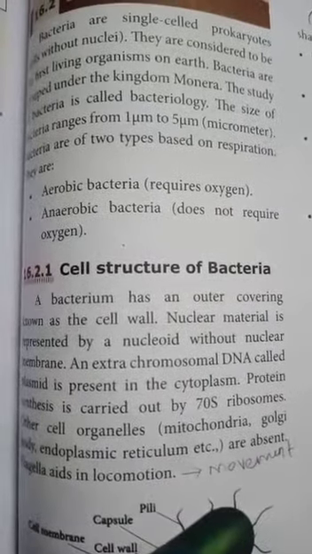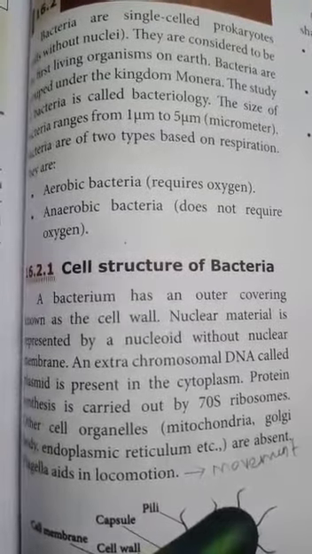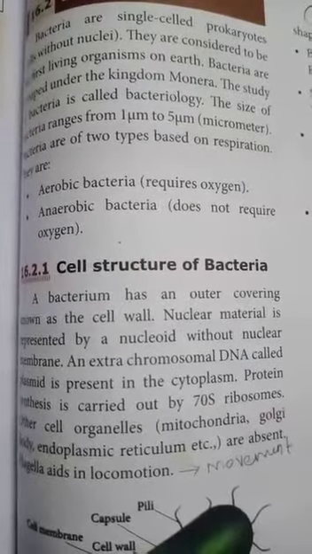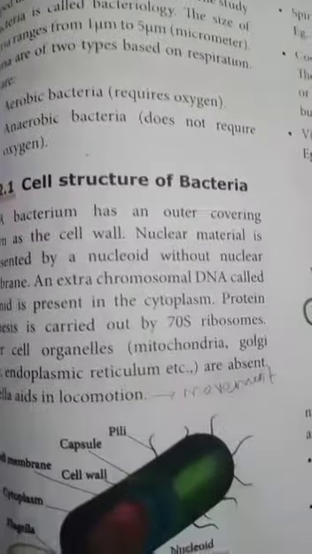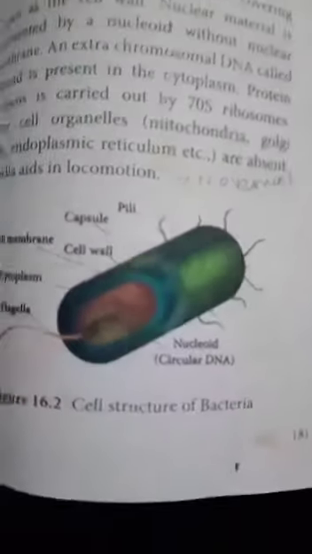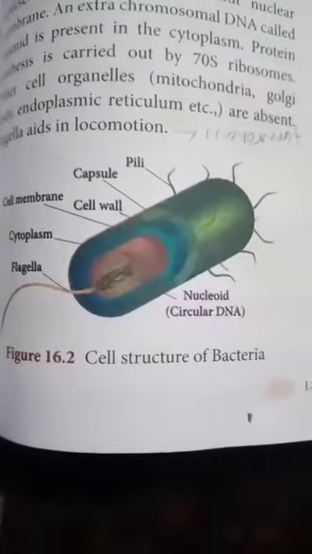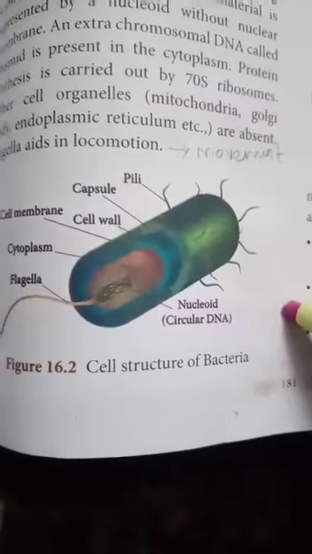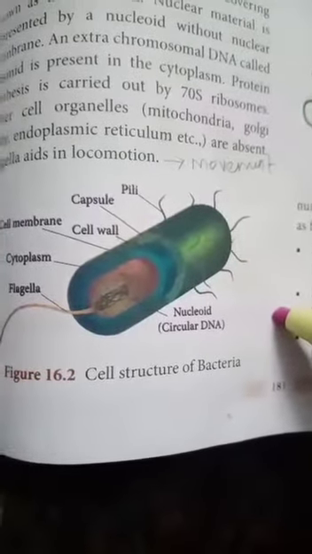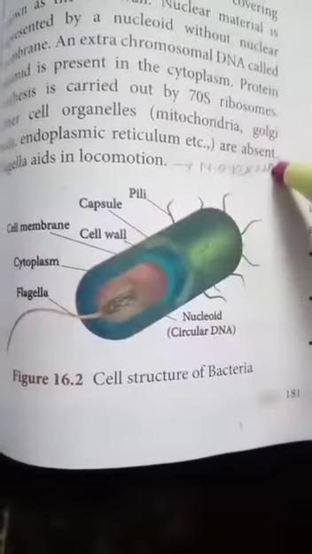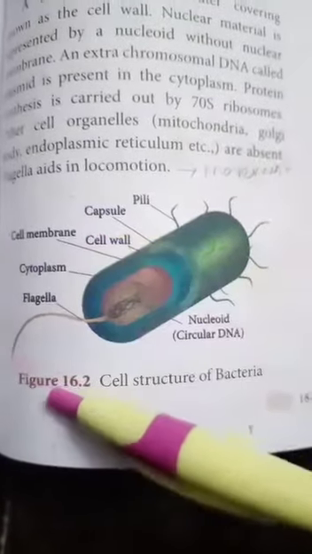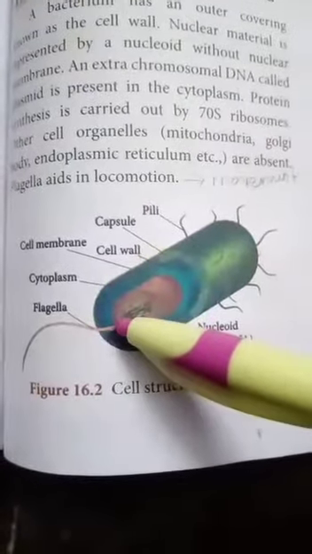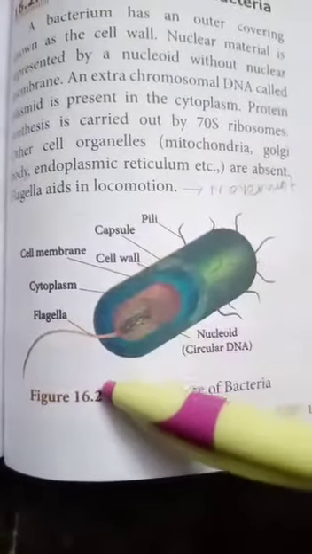Based on respiration, bacteria are classified into 2 types: aerobic bacteria, which require oxygen, and anaerobic bacteria, which do not require oxygen. This is the structure of bacteria: it contains a cell wall, nuclear circular DNA, which is deoxyribonucleic acid, and capsule, pili, cell membrane and flagella. Flagella are used for locomotion. Locomotion means movement, so this causes the movement of bacteria.